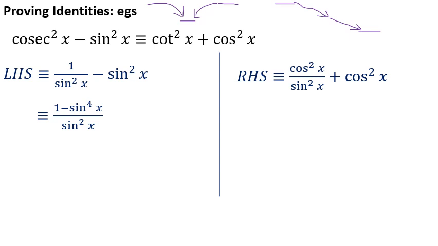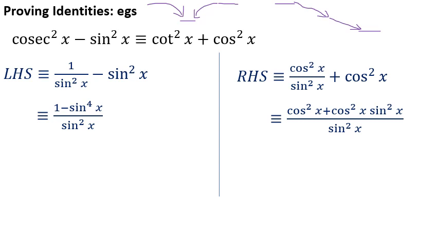I do similar things. I turn every term that isn't immediately sines and coses into sines and coses. I've got something similar-ish to what I had on the left. In fact, I've got a fraction and an additional term. I can combine them to make them into a single term. In this case, cos squared x needs to become cos squared x sine squared x over sine squared x, and then I can add the two together.